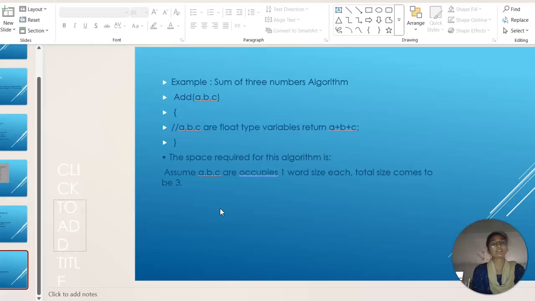In time and space complexity, there are three cases. The first one is best case, the second is worst case, and the third one is average case. The best case is Omega, the worst case is Big O, and the average is Theta.